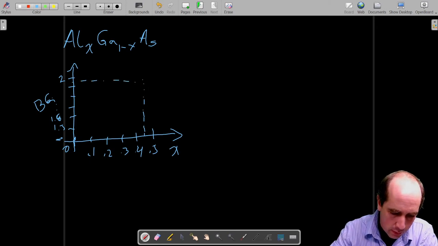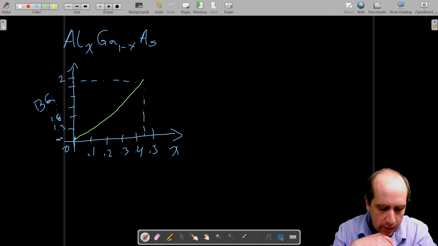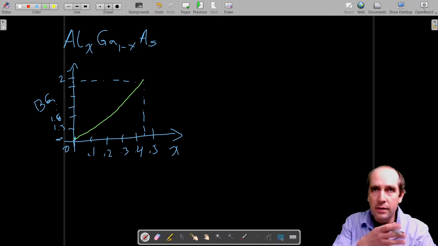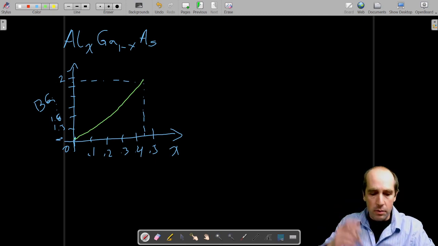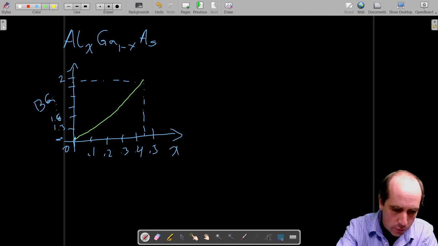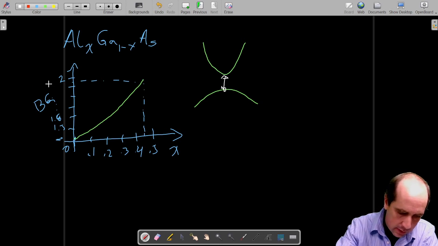And I will draw the curve right there. So it does something that looks a little bit like that. And what this says is that as I increase the amount of aluminium atoms, the band gap starts getting bigger and bigger. So I will draw again a band structure here. What I'm drawing is the distance. So this band gap that I'm drawing over here is this band gap.